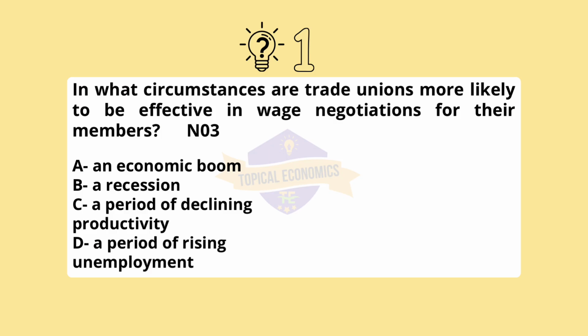Coming to our first question. This is from November 2003. Let's read the question. In what circumstances are trade unions more likely to be effective in wage negotiations for their members? The options are an economic boom, a recession, a period of declining productivity, and the last option is a period of rising unemployment.